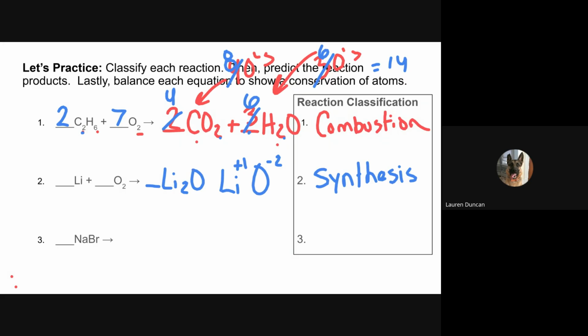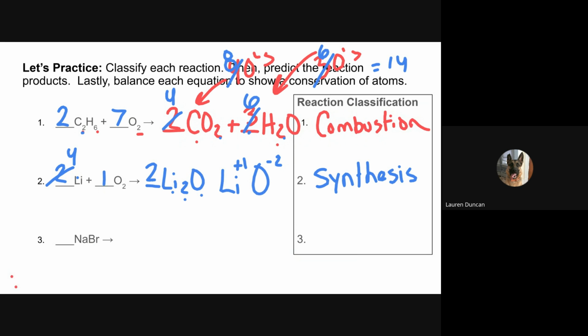Now you've got to balance it to show a conservation of atoms. There's 1 lithium on the left and 2 on the right. So I can put a coefficient of 2 here to fix that. There's 2 O's on the left and only 1 on the right. Oh, shoot. We'll put a 2 there to give 2 O's on both sides. But now there's 2 times 2, 4 lithiums in total on the left side of the equation. So we'd have to fix this coefficient up to a 4. Either leave it blank or put a 1 in the coefficient in front of the O2.